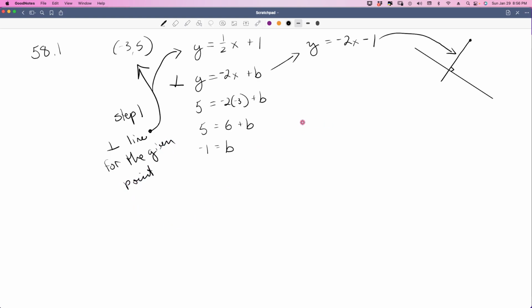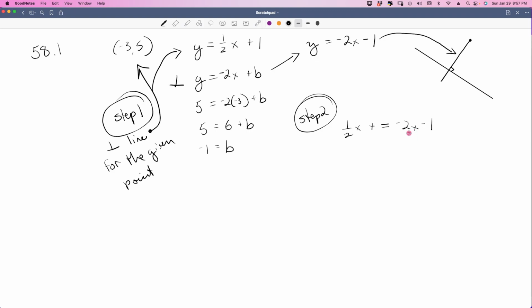Right? Step 2. You would think I'd be able to spell step at this point. I'm going to circle this so you can see it. Step 2, we're going to use substitution to find the intersection of lines A and B. So we're going to say this line, which is 1/2 x plus 1, is equal to this line, -2x minus 1. So that's our substitution.